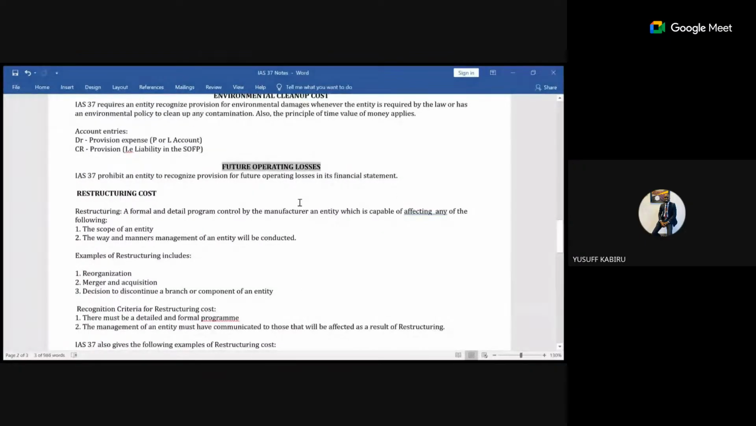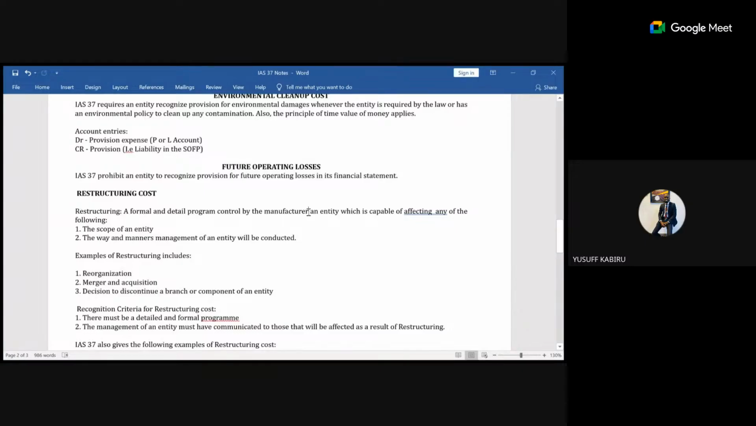Past 10 already. Wow. Now, restructuring costs. Restructuring costs is a key topic in IAS 37. IAS 37 made sure that restructuring is very, very important. Now, IAS 37 defines restructuring as a formal and detailed program controlled by an entity.